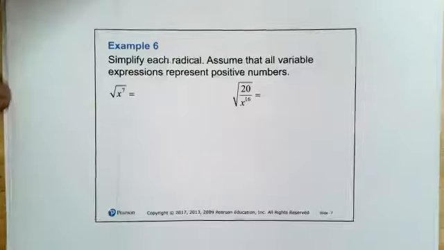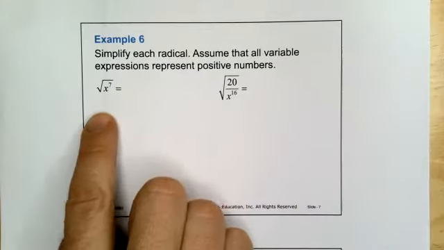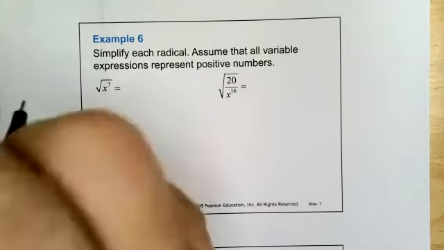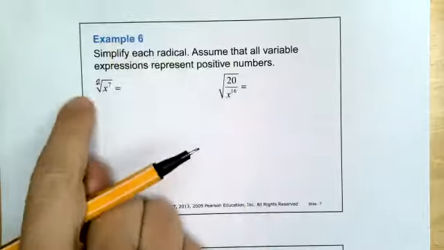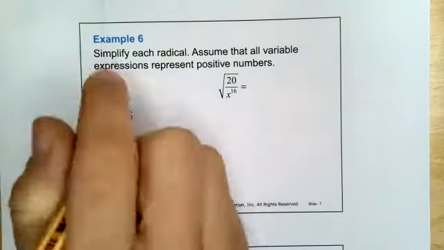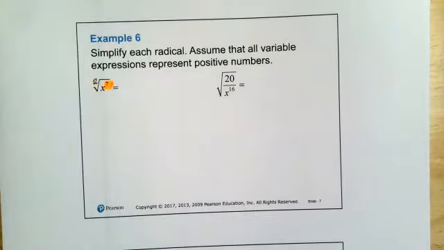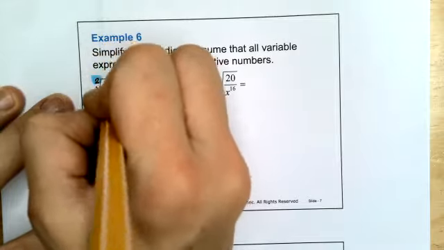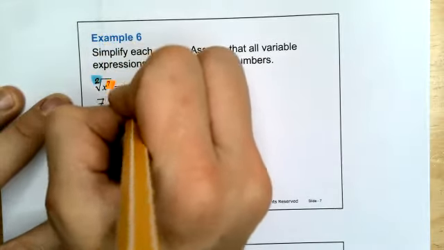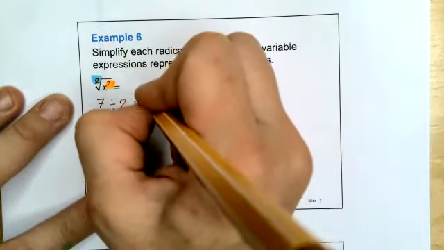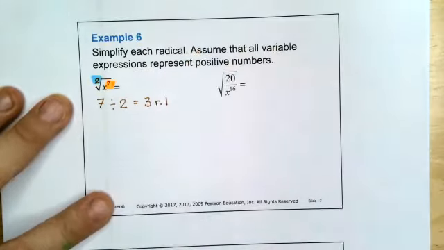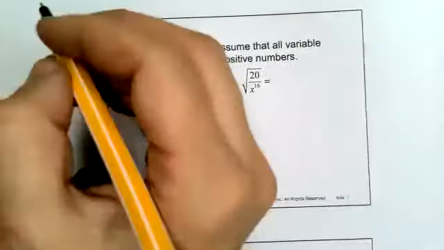Example 6 also asks us to simplify the radical, but now we have variables. So again, you can say this number, the 7, divided by the 2, and see what it leaves you, okay? 7 divided by 2 is 3 remainder 1, right? Because 3 times 2, let's look at it like this.